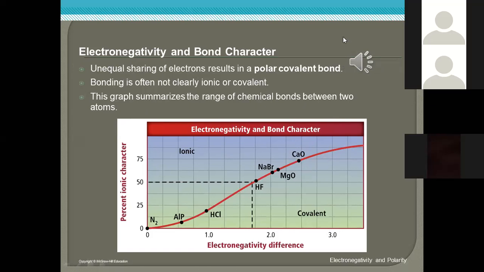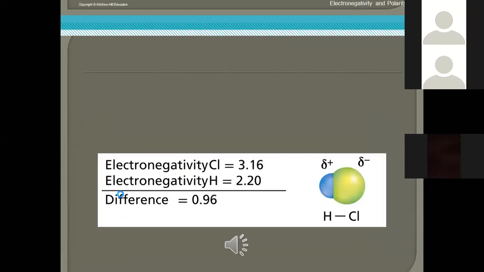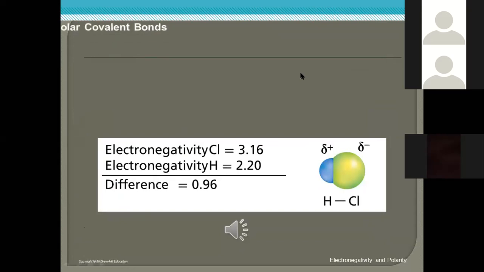Electronegativity and bond character. Unequal sharing of electrons results in a polar covalent bond. Bonding is often not clearly ionic or covalent. This graph summarizes the range of chemical bonds between two atoms. And this is a graph between them. Understand me, guys? The slides after that cover the polar covalent bond.